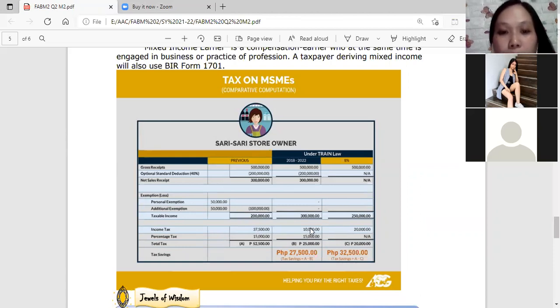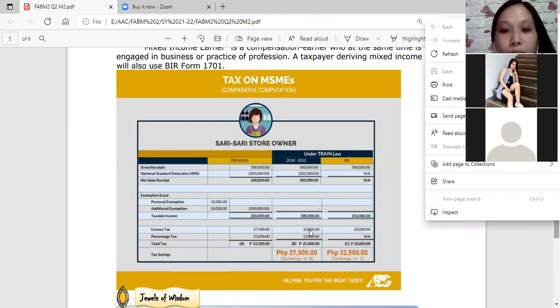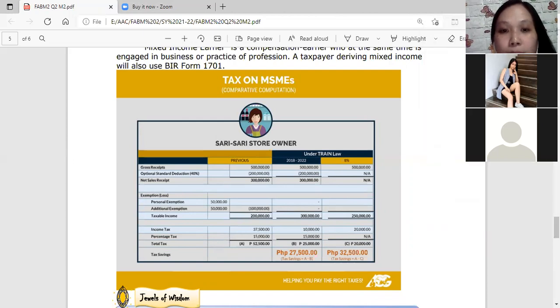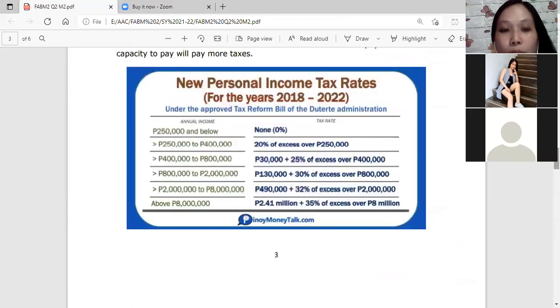Okay, 10% of the 300,000 of income tax, asa man gikuha ang 10,000 gikan sa dire. Okay? 300,000 man to. So ang 300,000 giminusan og 250,000, the excess is 50,000 times 20%, so you get 10,000.